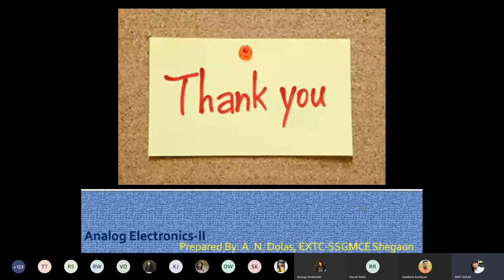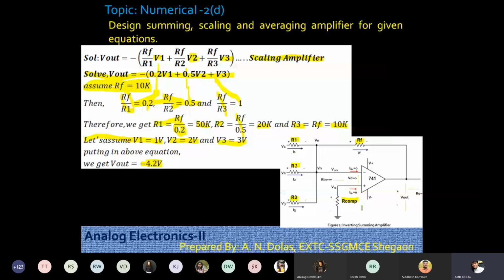So this was the last point of the inverting, scaling, summing, and averaging amplifier. Thank you very much. I'm expecting the value of RComp from your side. And if you are writing the notes, in the previous circuit also, calculate the value of RComp.